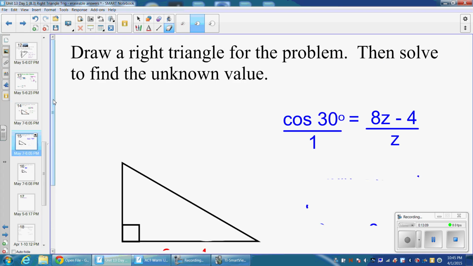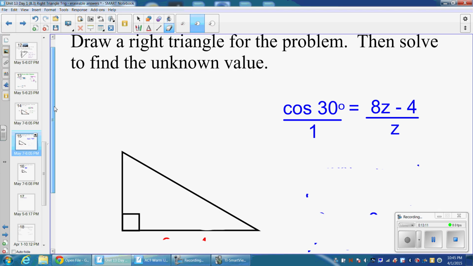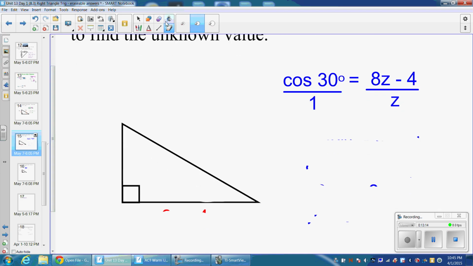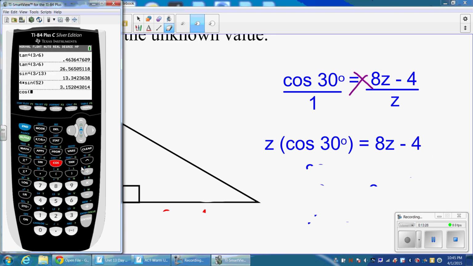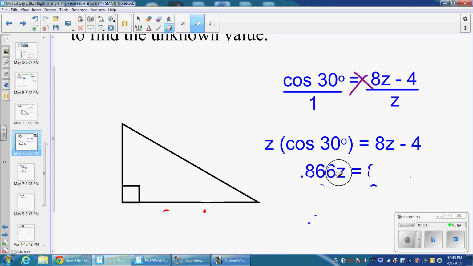So now let's try the next one. This one says draw a triangle and solve. So let's just go ahead and solve first. We're going to cross multiply, and when we cross multiply, we get cosine of 30 times z equals 8z minus 4. Now what's nice is cosine of 30 is just a number, so I'm going to type cosine of 30 in my calculator, and I get 0.866. So I get z times 0.866 equals 8z minus 4.